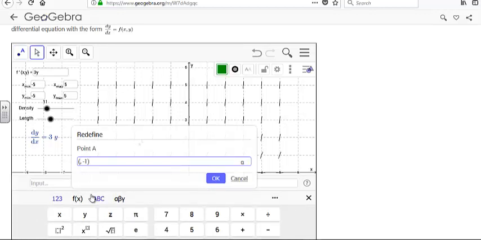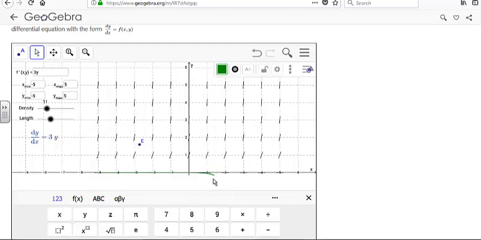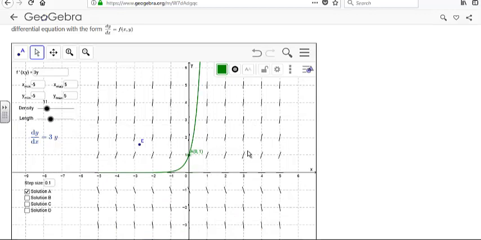So if I go through the point x equals 0, y equals 1, then we should be able to get what looks, there we go. So now it works out. By forcing it to go through x equals 0, y equals 1, for the differential equation y prime equal to 3y, I get the exponential function. And I forced it to go through here.